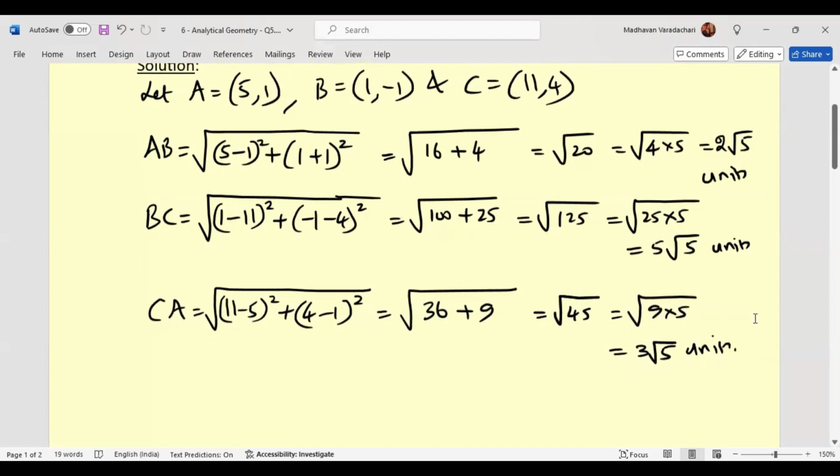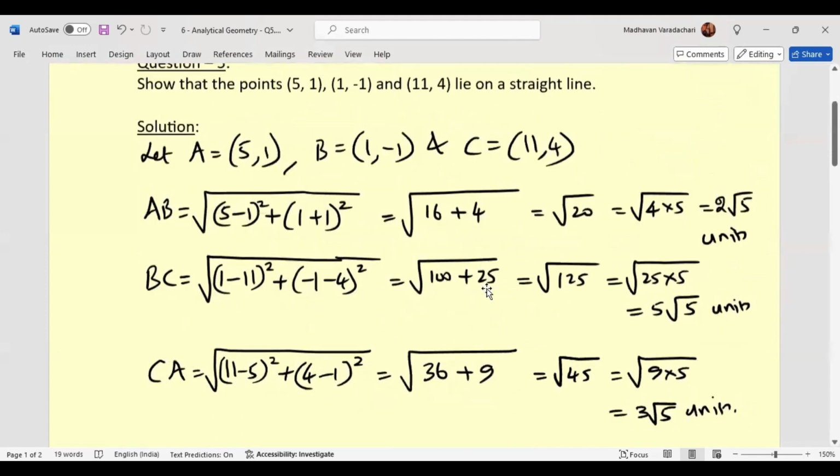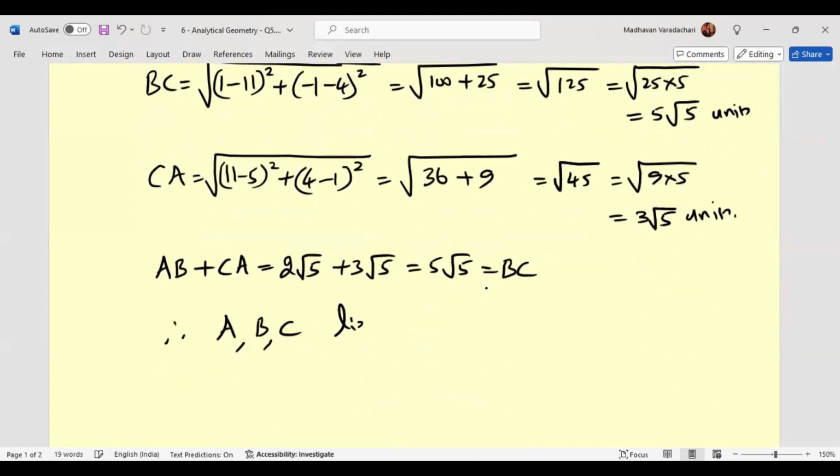Now we may notice that the distance from A to B plus the distance from C to A is 2 root 5 plus 3 root 5, which will give us 5 root 5. And 5 root 5 is nothing but BC. Therefore, we can say the points A, B, C lie on a straight line. That is the solution for this question.